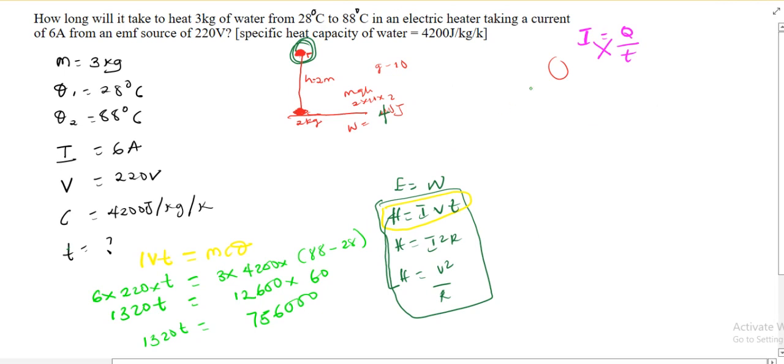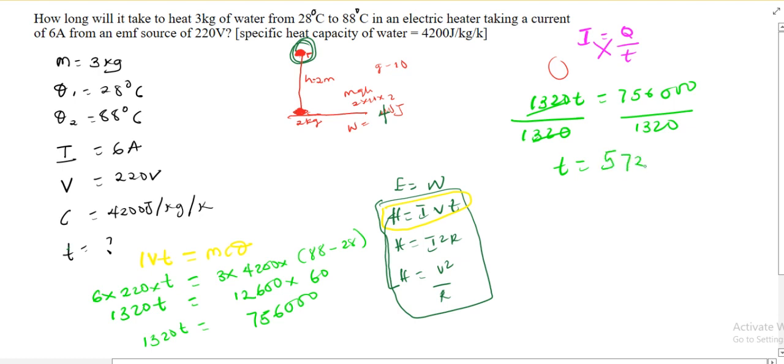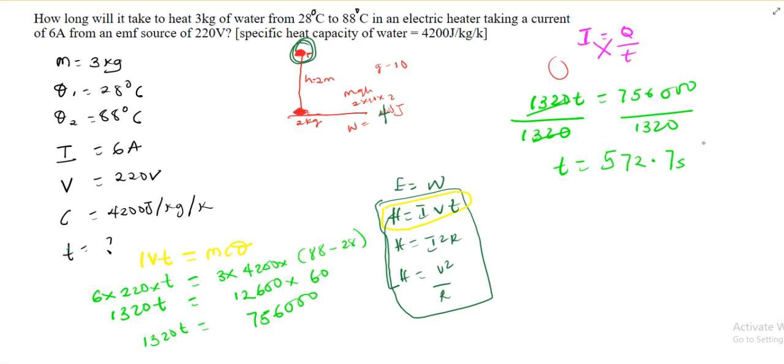So we have 1,320 t is equal to 756,000 divided by 1,320. Our t will be equal to 572.7 seconds.